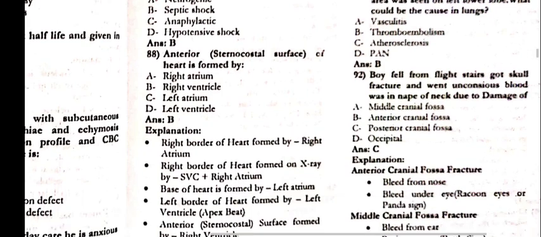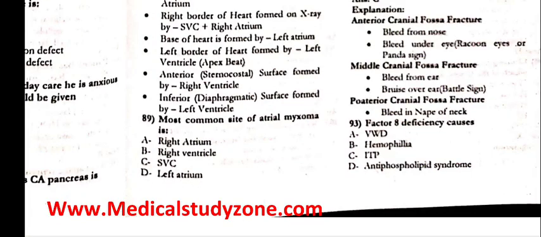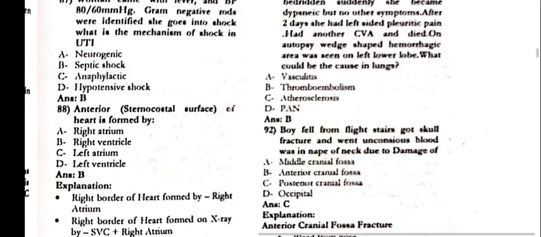88, the anterior surface of the heart is formed by option B, the right ventricle. 89, the most common site of atrial myxoma is the left atrium, option D.